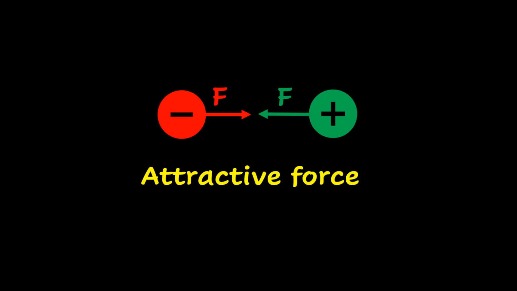The negative charge exerts an attractive force on the positive charge, and the positive charge in turn exerts an attractive force on the negative charge. However, if you have a negative and a negative charge, they experience a force of repulsion. This means that they push each other away. The negative charge exerts a repulsive force on the other negative charge, and the other negative charge exerts a repulsive force on the first.